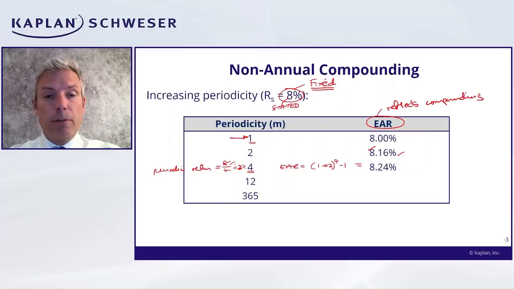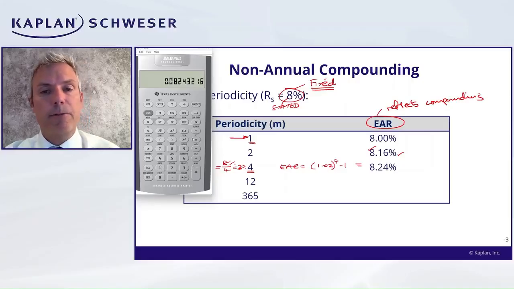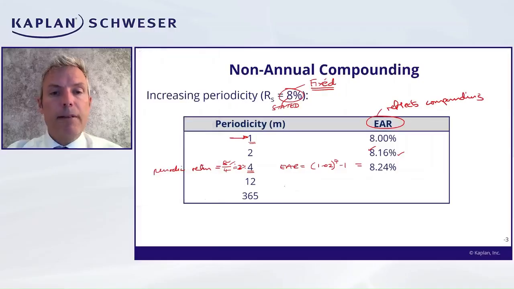Just to show you, not that you'll probably need to know how to do it on the calculator, just for completeness, we'll go 1.02 to the power of 4, minus 1. Okay, that's how you do it on the calculator. That's how you get that 8.24. And why don't you have a go at getting these other effective annual rates of return that are about to appear on the slide. The method's the same.